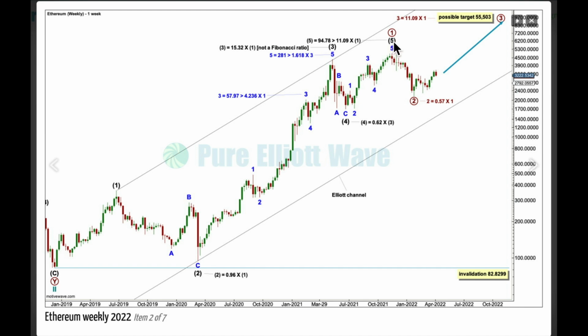Like wavelengths within primary wave 1 also give us some information as to what to expect for the rest of cycle wave 3. Here, minor wave 3 is 57.97 greater than 4.236, the length of minor wave 1. That's not a very extreme Fibonacci ratio for a cryptocurrency, so Ethereum is not as extreme as many of the other cryptocurrencies are viewed. But here, minor wave 3 is a lot longer than minor wave 1 and exhibits quite closely a Fibonacci ratio. Here also, minor wave 5 is 281 longer than 1.618 times the length of minor wave 3. This is quite a big variation for investing purposes, but it is less than 10% the length of minor wave 5.